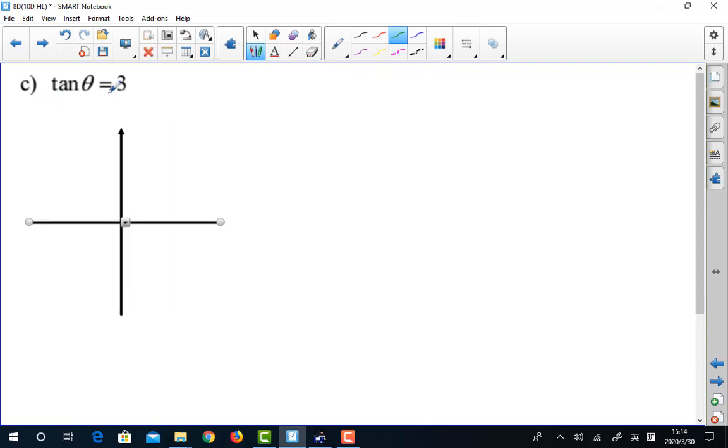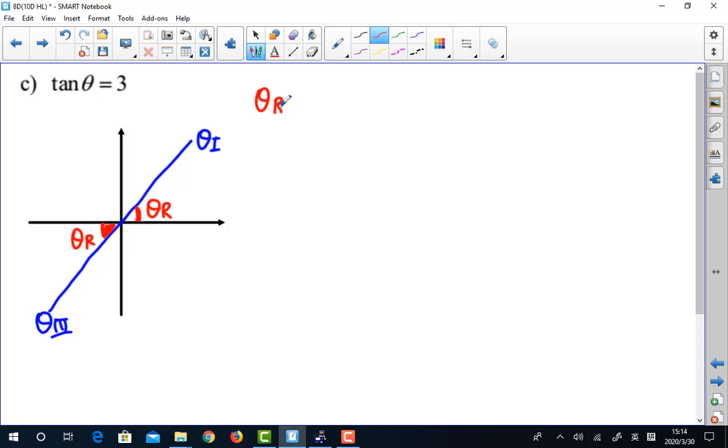Right now, let's look at C. Tangent theta equals 3. Tangent is positive based on All Students Take Calculus. So this angle theta should be in the first and the third quadrant. The reference angle for the first quadrant angle should be this one. And for the third quadrant angle, its reference angle should be this one. These two reference angles are the same.